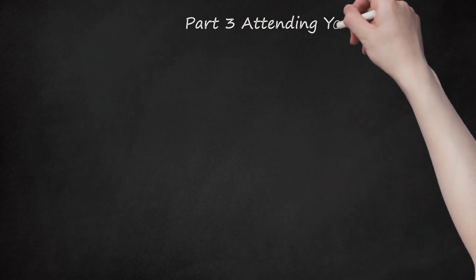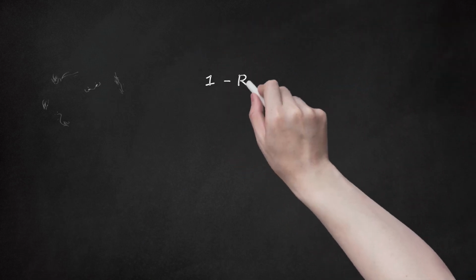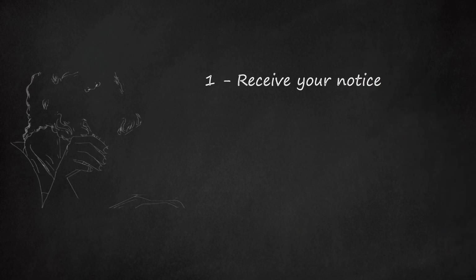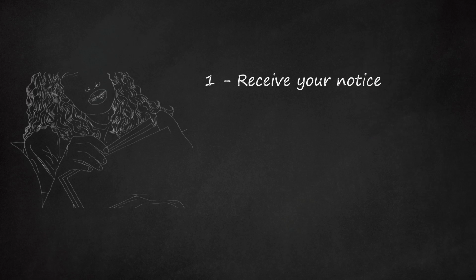Part 3. Attending your interview. 1. Receive your notice. Within a few months after USCIS receives your application for adjustment of immigration status, you'll receive a notice in the mail with the date, time, and location of your interview. Both you and your spouse are expected to attend. Your notice also should include a list of documents you're required to bring with you.